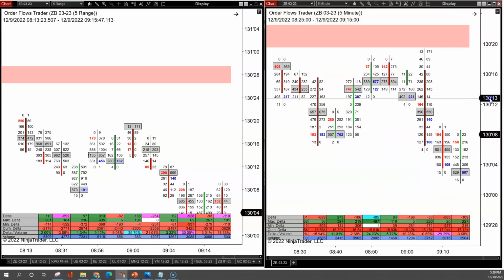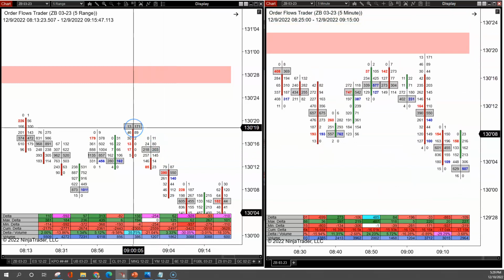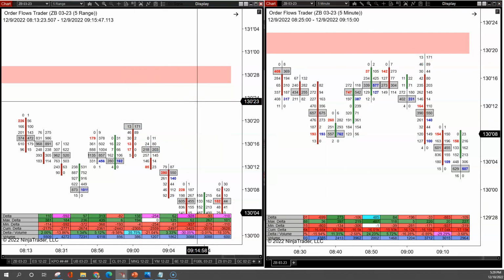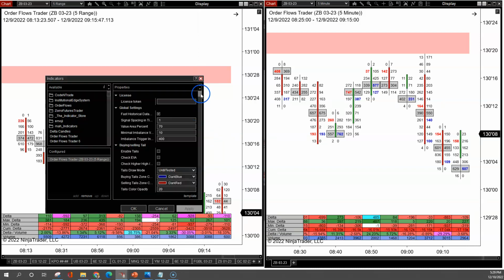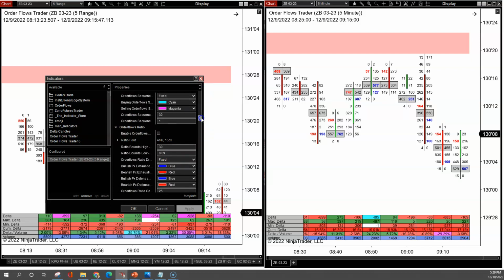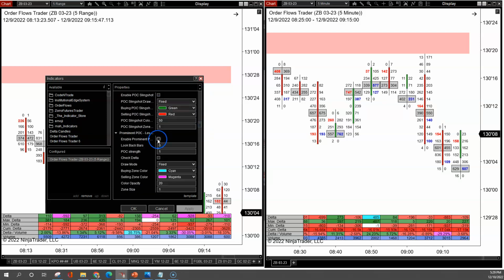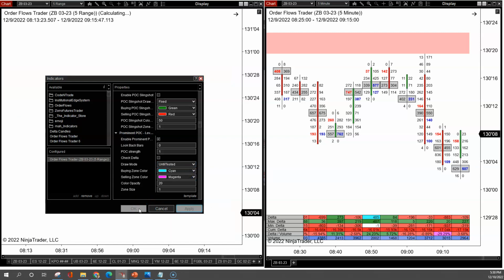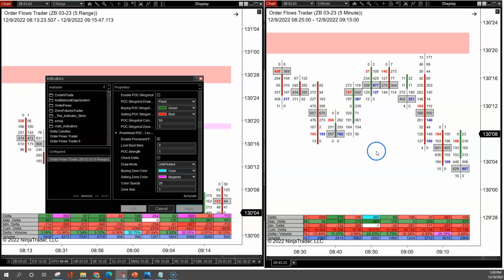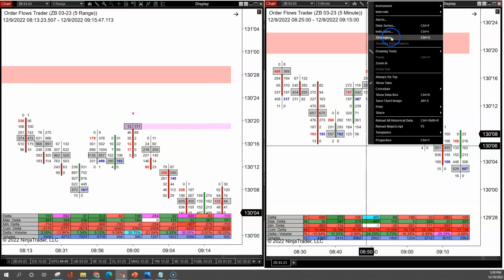Okay, just scroll over here. Now, this is coming in at 9 o'clock. What we have here, let me turn this on, is what we call a prominent point of control. A prominent point of control is a point of control that's acting as support or resistance. Let me enable that, and I'll make it until tested, so it stands out a little bit more.